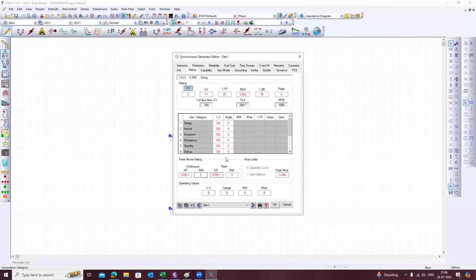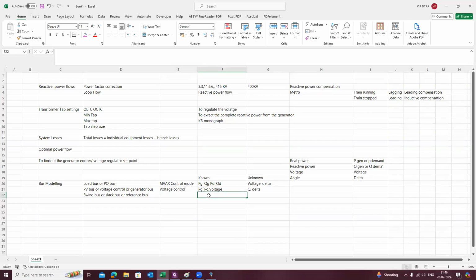Now coming back to what is unknown here. You really do not know what is the real power generation and what is the reactive power generation. This is called PG and QG. Okay. So that's what we have mentioned here. So for the swing bus, what are the known parameters? The voltage is known and the angle is known, whereas the real power demand is known and the reactive power demand is known. What you need to find out is the P generation and the Q generation.